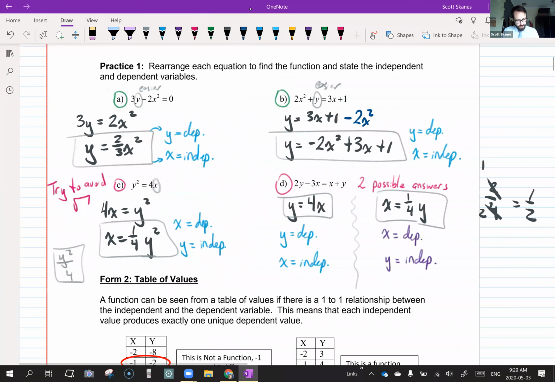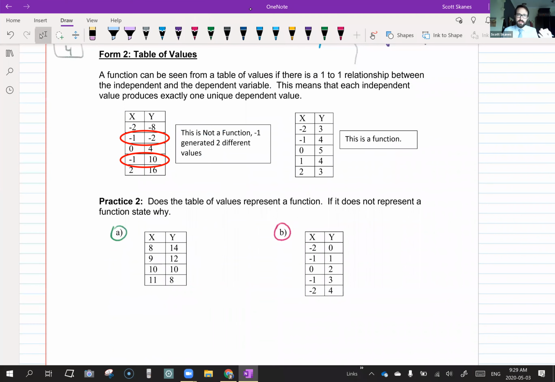Okie doke, no questions. So, table of values. I already said that functions can be represented in 3 ways. First way is equations. We just did that. Second way is table of values, which you can see on this page what that means. And the third way will be graphing, which I actually just showed you. But let me show you this.